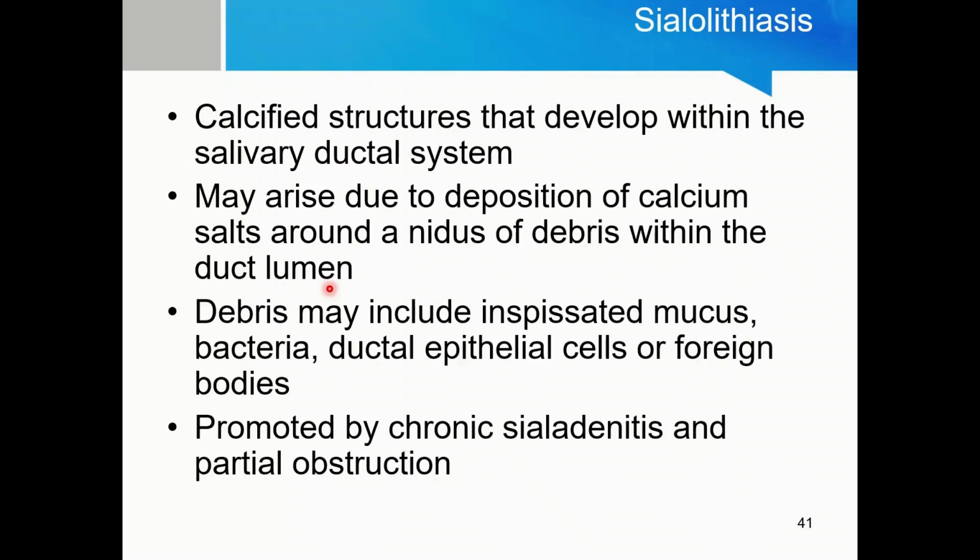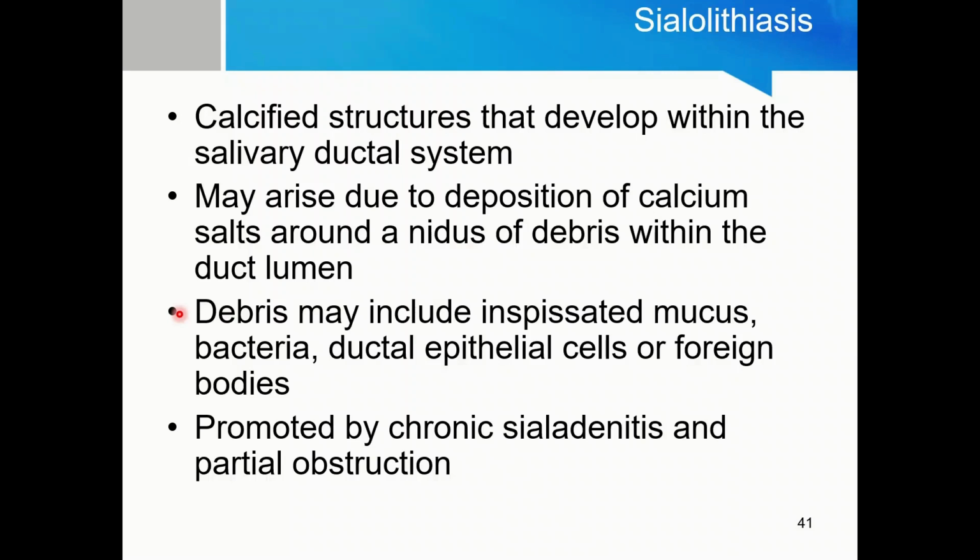So sialolithiasis are basically nothing but calcified structures that develop within the salivary ductal system. Not only in the ductal system, sometimes it can be seen within the substance of the gland also. It is thought to be due to the deposition of calcium salts in the duct, and calcium salts usually deposit around some starting point, that is usually a nidus.